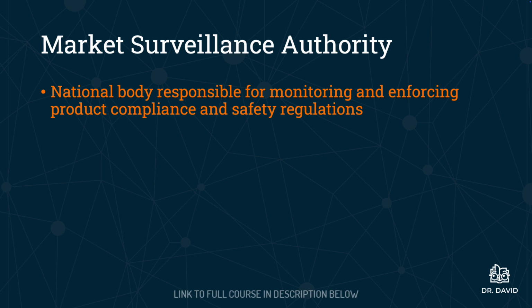Concerning the term Market Surveillance Authority, this is a national body responsible for monitoring and enforcing product compliance and safety regulations. There are different registers of enforcement when it comes to the EU AI Act. Thankfully, you're not going to be tested on this, and so we don't get into it in this series. But there's the EU level, and then there's the member state or national body level. A market surveillance authority is specifically a national body responsible for monitoring and enforcing product compliance.